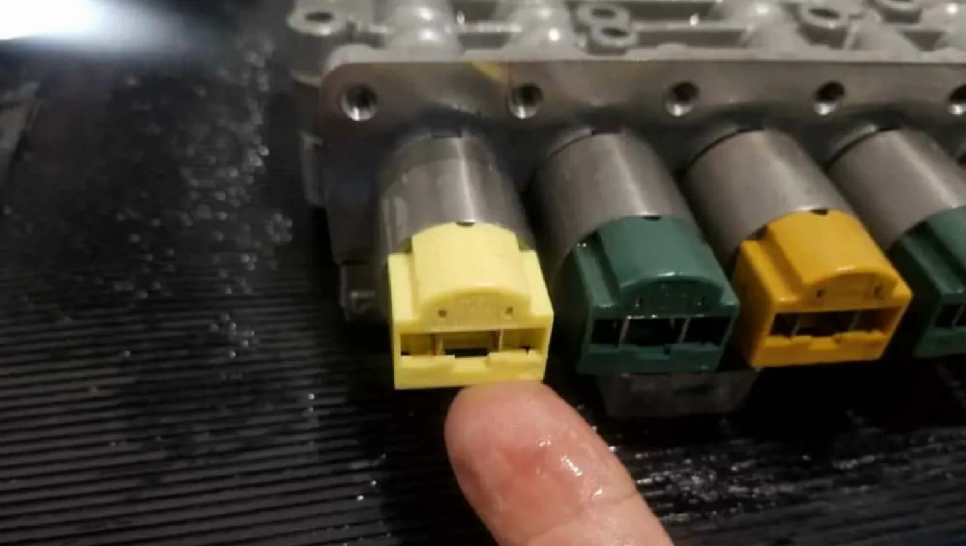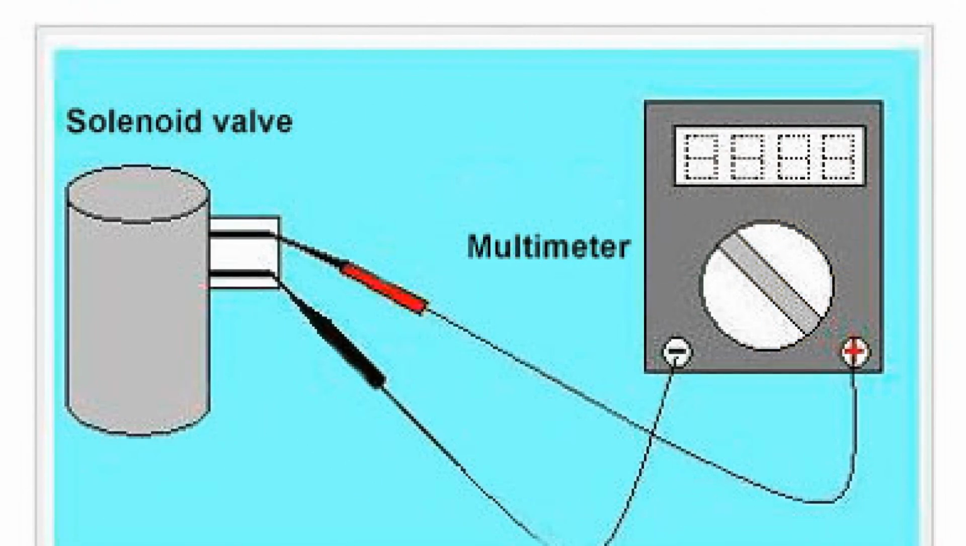Several such solenoids are located on the hydraulic plate of the automatic transmission. It is the shifters that are responsible for the correct shifting of gears up and down in the automobile automatic transmission. The variety of solenoids is really quite impressive.